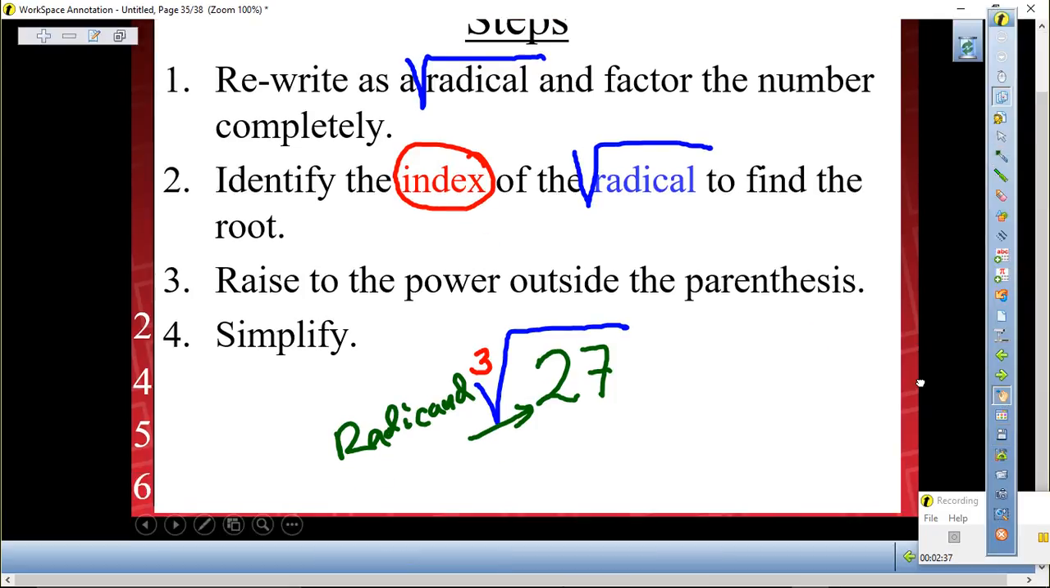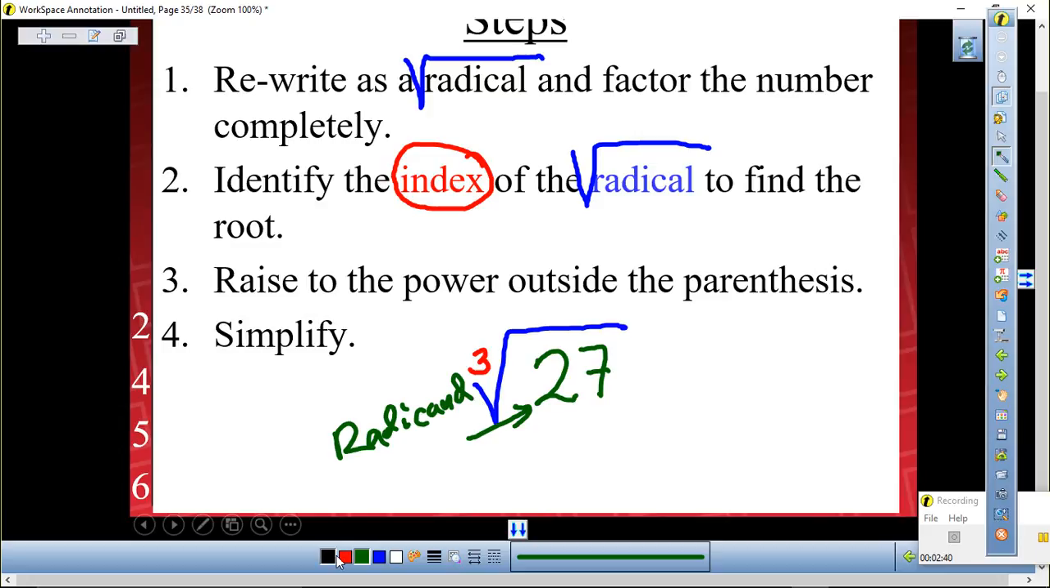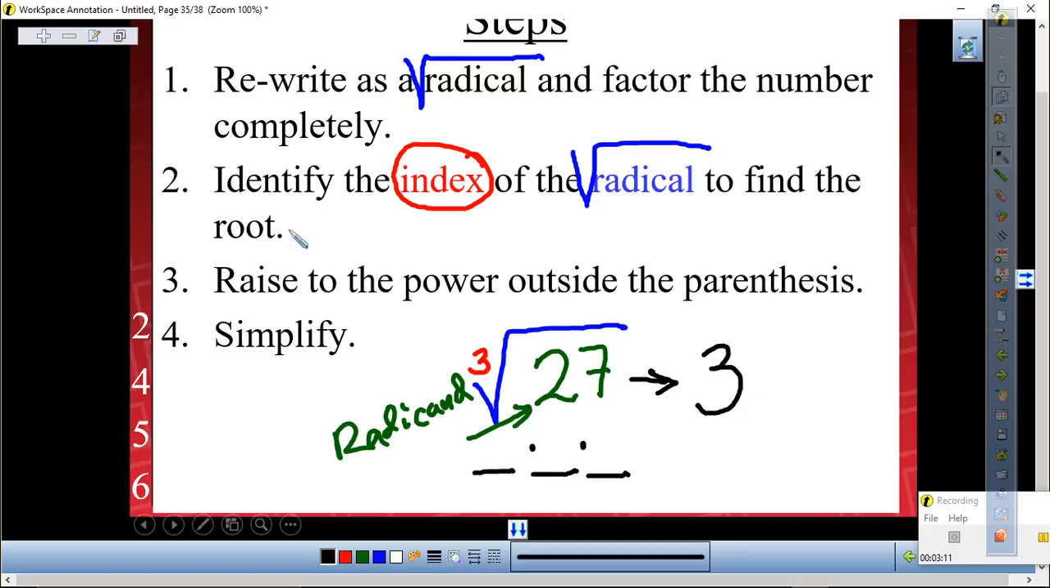Now, how does this work? Let me show you. The index tells me how many times I'm going to multiply a number times itself. How many times am I going to multiply it? 3 times to give me the radicand. What number multiplied by itself 3 times gives me 27? Is it 1? No. 1 times 1 times 1? No. How about 2 times 2 times 2? No. How about 3 times 3 times 3? Yes. The simplification will be 3. This number is known as the root.